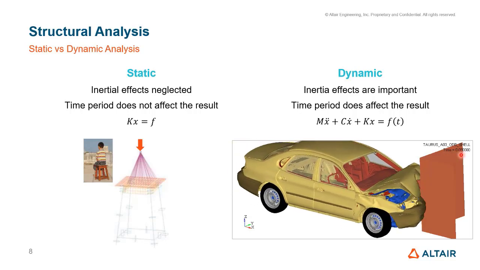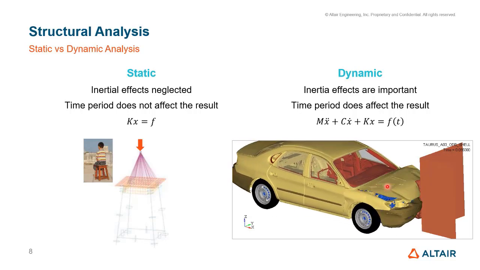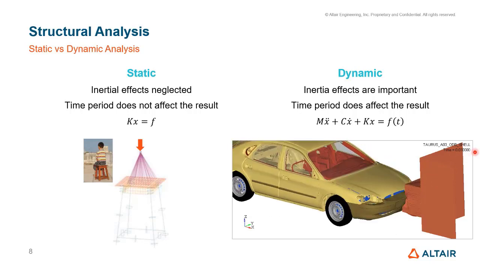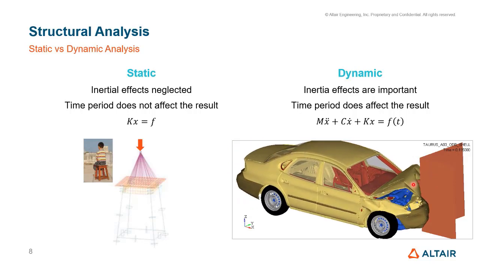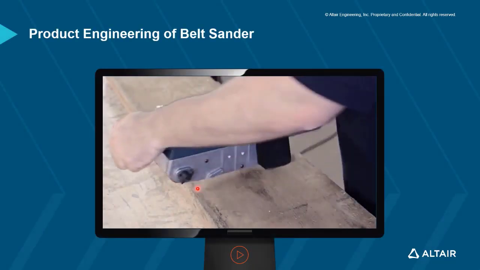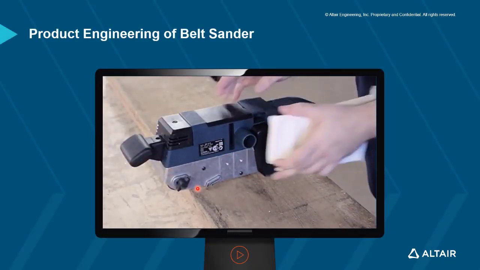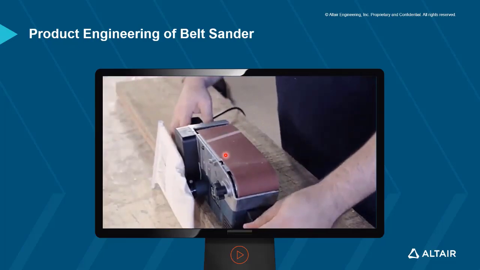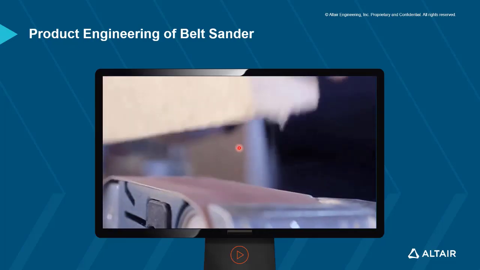So we can see here at time 0 we have no deformation at all, but once it reaches 0.12, let's say, the final time right here, we have the maximum deformation. Now going through some engineering applications, I have one here to show you right before we do some demo using SimLab. We have this belt sander, which is mainly used to smooth the wood.